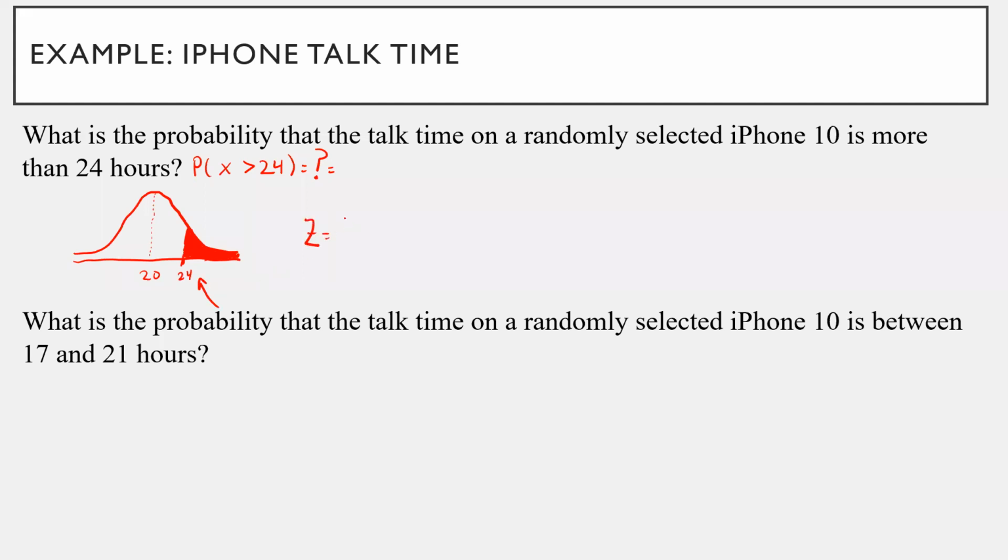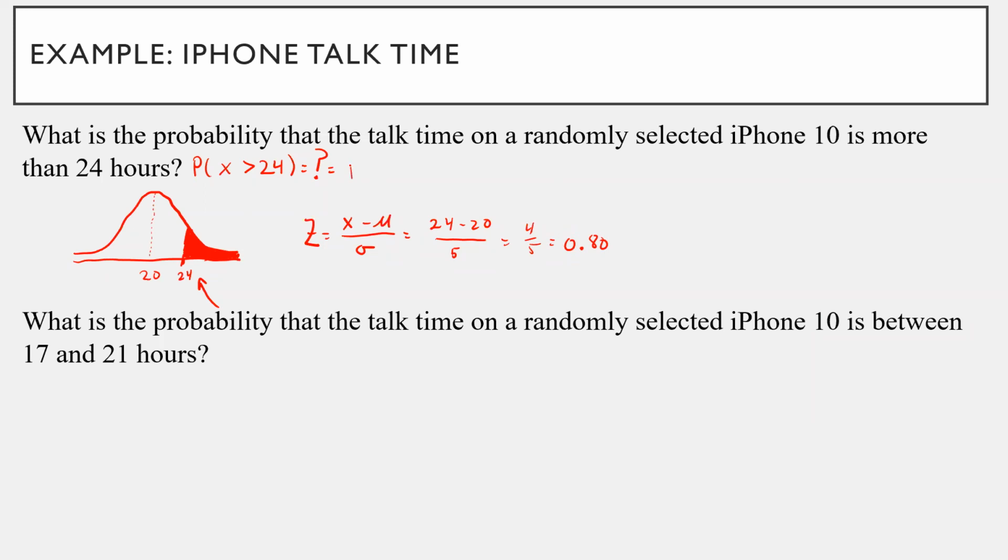So the z-score is equal to x minus the mean divided by the standard deviation. So in this case, my x value is 24 minus 20, because that was the mean, and the standard deviation is 5. So that ends up being 4 divided by 5, which is 0.80.